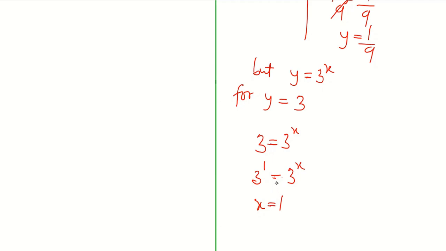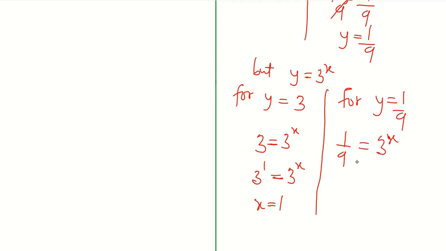Now let's come to the other side. That is for y to be equal to 1 out of 9. We are saying that in place of y, we are going to put 1 out of 9 there, which is equal to 3 exponent x. Now 1 out of 9 can be written as 9 exponent minus 1, and is equal to 3 exponent x.